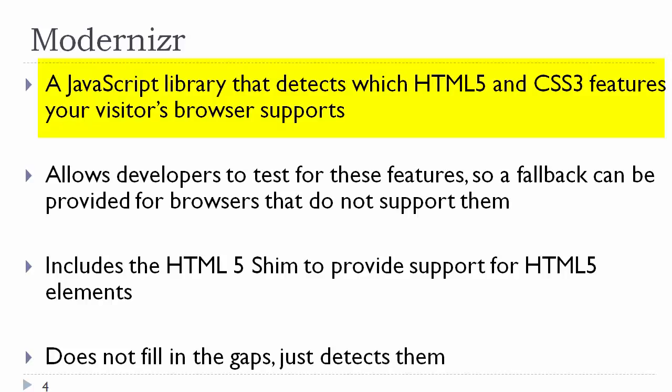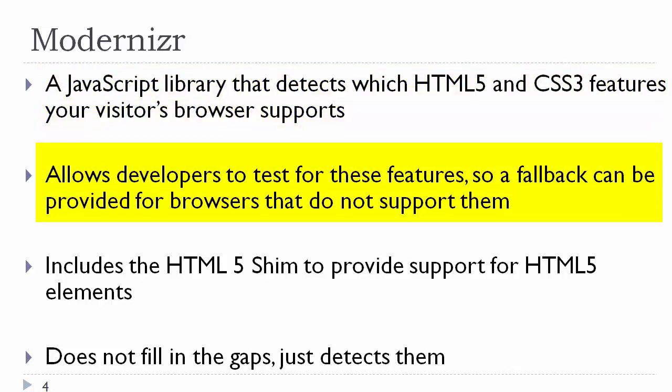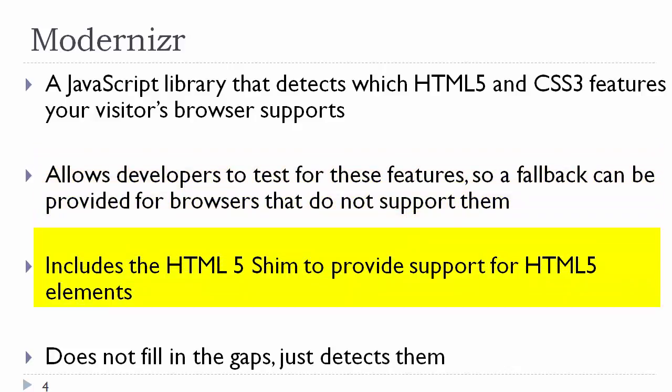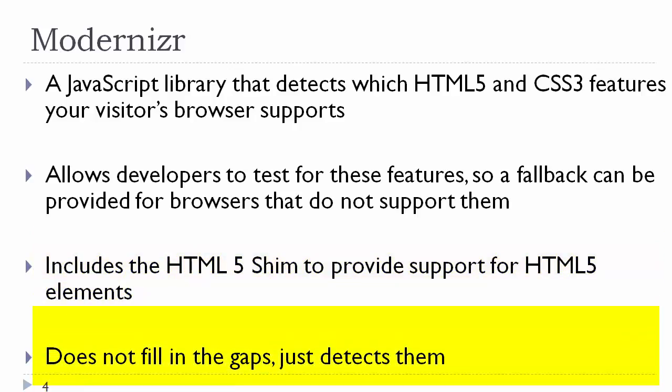Alright, first of all, it is a JavaScript library and it detects which HTML5 and CSS features your visitor's browser would support. Alright, and based on that, it allows you to develop in order to support these features or to provide a fallback for browsers that do not support them. It also includes the HTML5 shim or shiv so that you don't have to provide that in a separate JavaScript file. Now remember, it doesn't fill in the gaps, it just detects them.